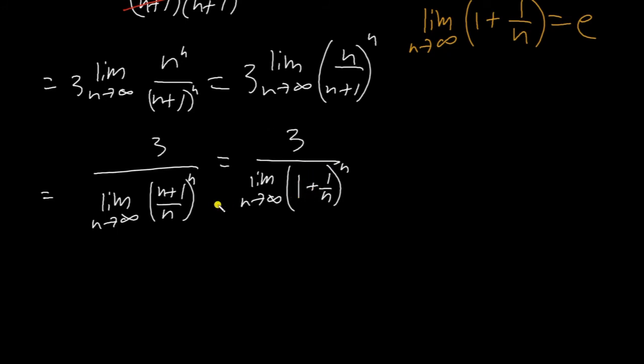And now we have our limit. The limit of 1 plus 1 over n to the n equals e. So this is equal to 3 over e. Okay, and now remember what the ratio test says. If this limit is greater than 1, it diverges. If it's less than 1, it converges. If it's 1, we don't know. Remember, e is a little bit less than 3, so 3 over e is going to be greater than 1. So since 3 over e is greater than 1, our series diverges by the ratio test. Okay, that was a really fun problem.